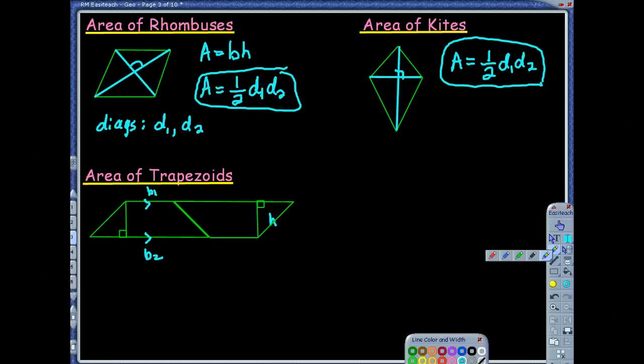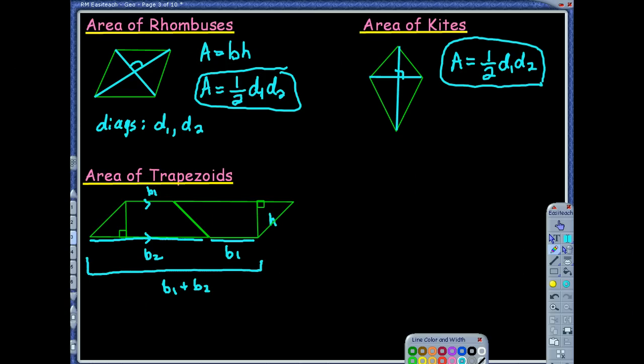Now, here's the deal. To find the area of a parallelogram, it's the base times height, right? But this whole base is actually made up of B2 and B1. So if I add those together, that's the whole base times the height. So B1 plus B2 times the height, but I only want one of them, so I've got to do half of it. Half of it, so I could just cut it and multiply by half or divide by 2.